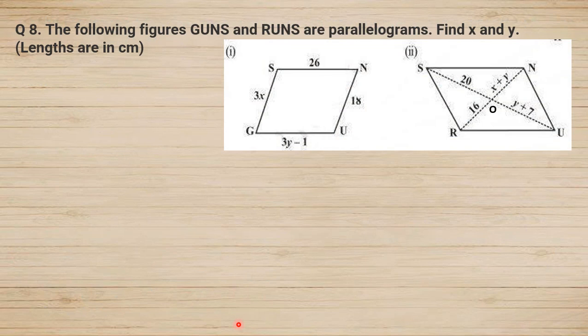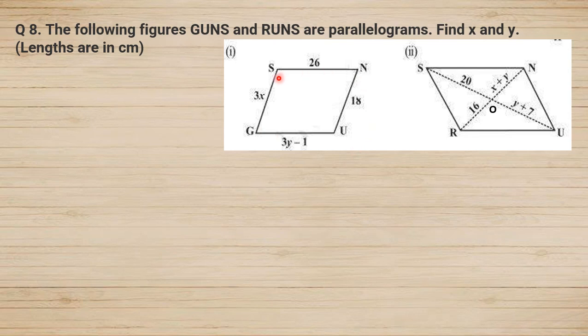Now let's consider one more problem. That question number 8 says HUNS and RUNS are the parallelograms given here, as in the figure we can see. We have to find out the values of x and y in both the figures. So let's consider the first figure.